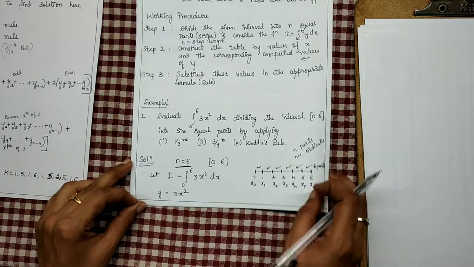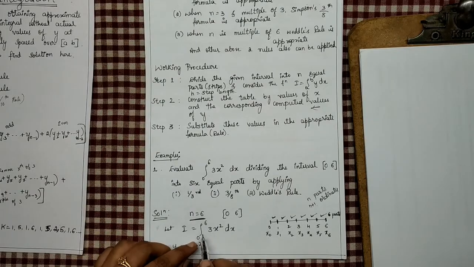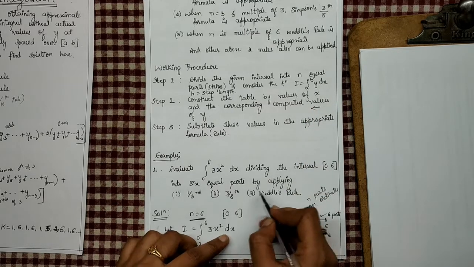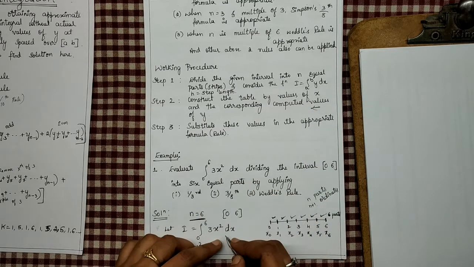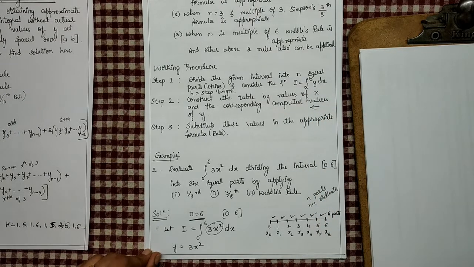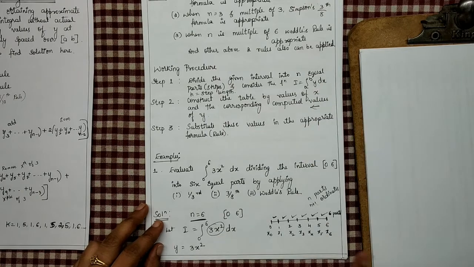Now, we have divided the given interval into 6 equal divisions. Let I is equal to integral a to b. What is our interval? In this problem it is given here only, so directly you have to consider this. Integral a to b y dx. You have to identify this. What is y? Y is equal to 3x square. That you have to take.